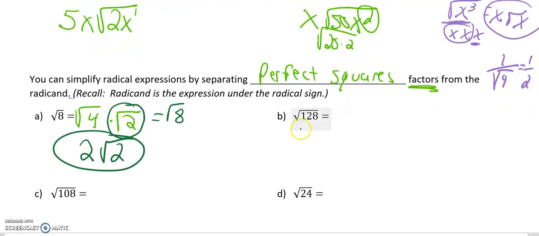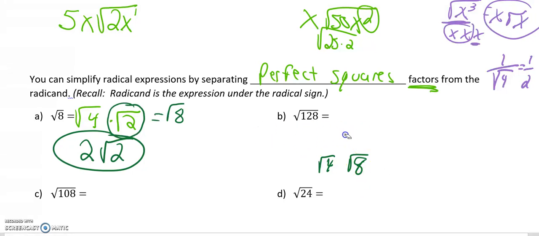Now what gets a little bit tricky is when you get into some bigger numbers like this, because you need to decide what perfect squares are in 128. Some of you may choose smaller numbers, like I know that 4 can go into 128. So I could split this up and make it a 4 and a 32. That's absolutely fine. But then 32 can be split up again into a 4 and an 8. You can see it's going to be a continued pattern. The 8 can be broken up and it gets a little crazy.